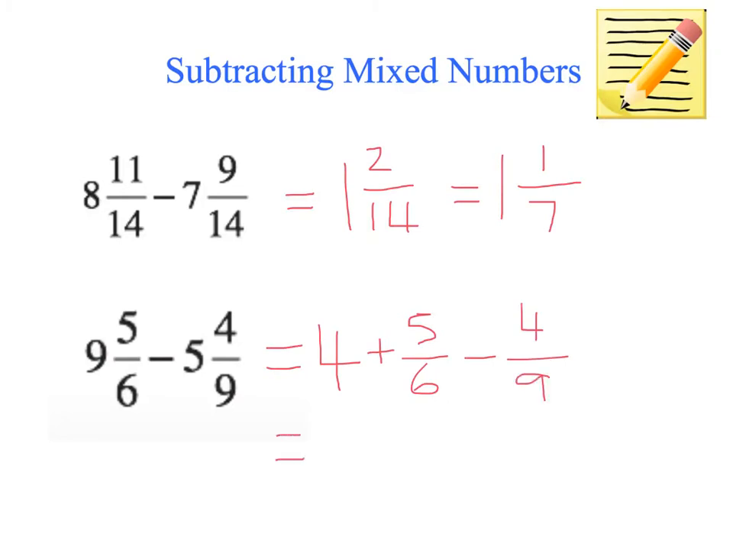But we're taking away the fractions. Okay, so we need to find the common denominator of 6 and 9. So it will actually be 18. 6 times 3 is 18. So what we do to the bottom, we have to do to the top. 9 times 2 is 18.